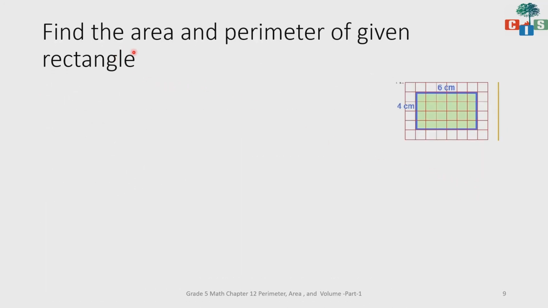Find the area and perimeter of the given rectangle. So what is the perimeter of a rectangle? Yes, 2 under the bracket length plus breadth. So for that, first of all scholars, we need to find the length and breadth. For this rectangle, we have length as 6 centimeter and breadth as 4 centimeter. Now we will write the formula for the perimeter of a rectangle.